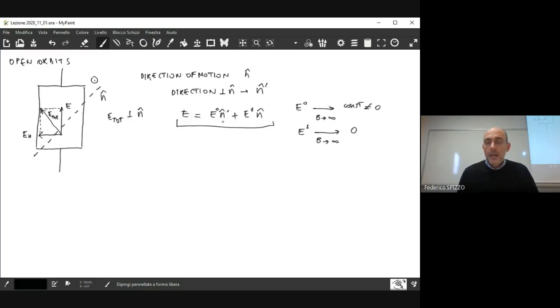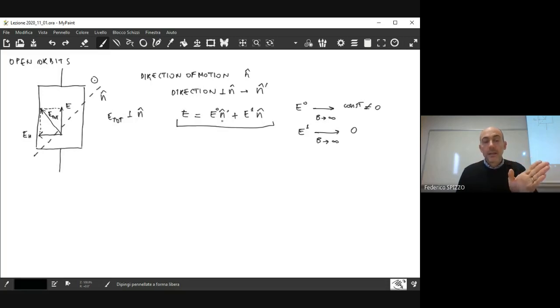But since we know that the trajectory of the electron develops along the open orbit only in the high field limit, what happens is that in the high field limit, the electric field may not be along the direction of the open orbit, because the direction of the open orbit that is represented by n is not along the direction where the current may flow in this sample. So due to that, the electric field, when b grows to infinity, may not be parallel to n, but has to be parallel to n prime.